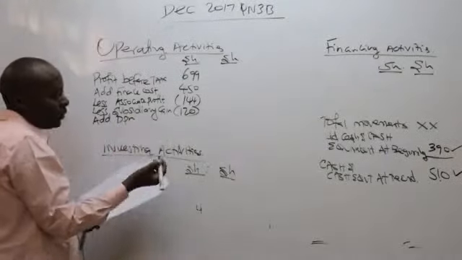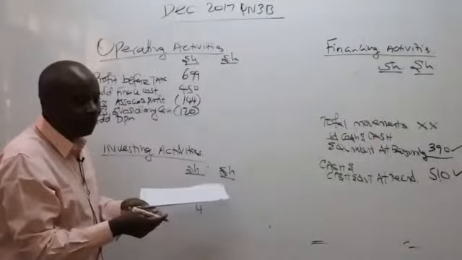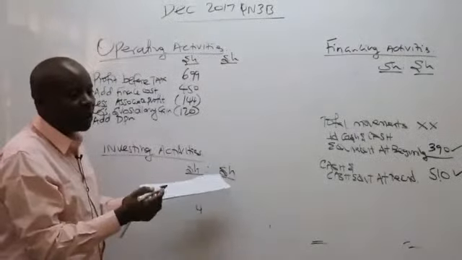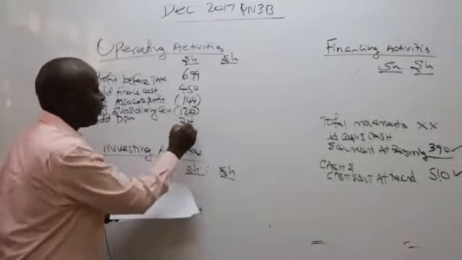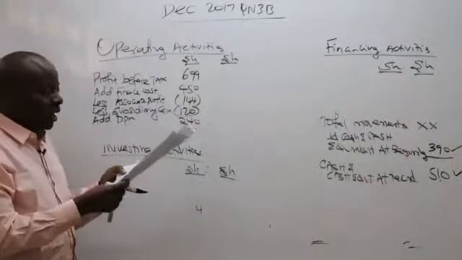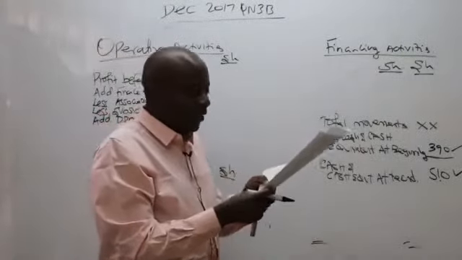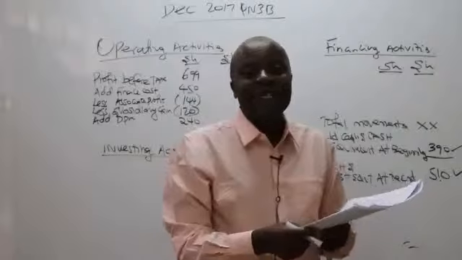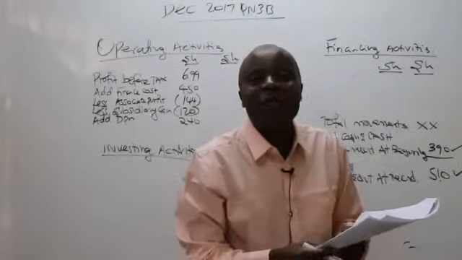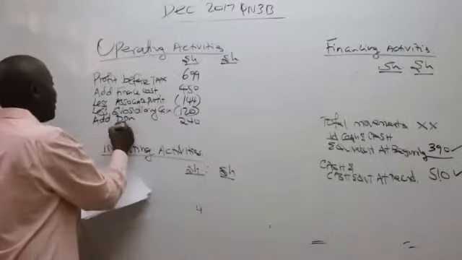We are lucky because this has been computed for us. Depreciation of how much, ladies and gentlemen? 240, positive. From there, we also have the loss on disposal of this asset. We know that loss is also fictitious.